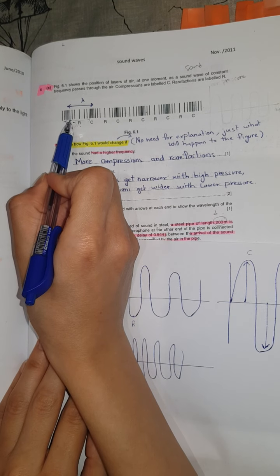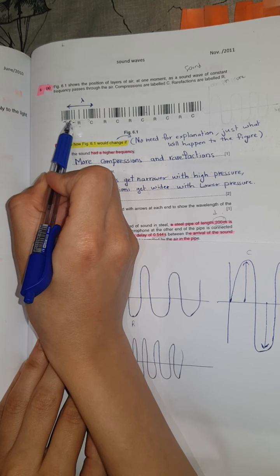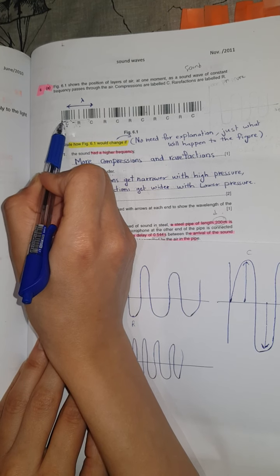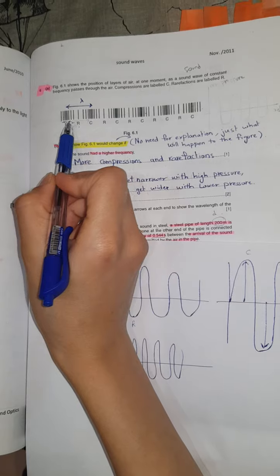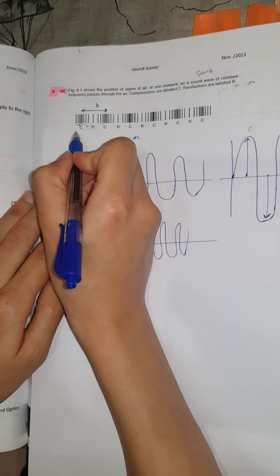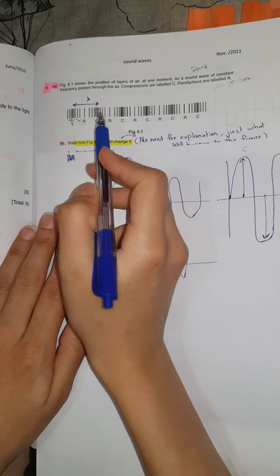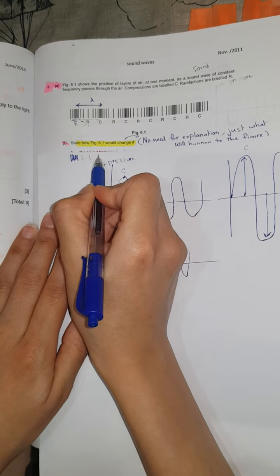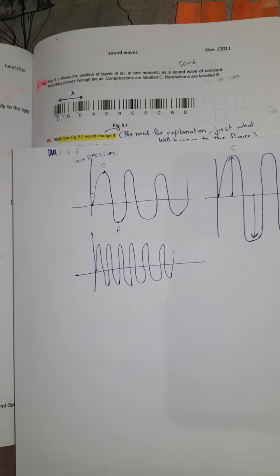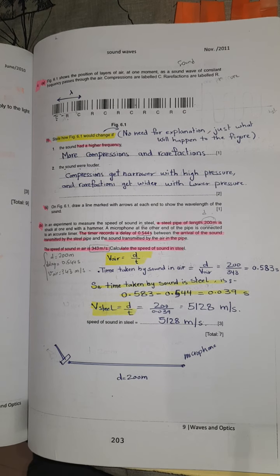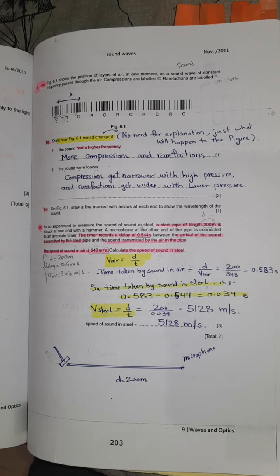Okay, so compressions get narrower. So this compression, instead of this space, for example, you will see that the narrower lines will get closer to each other, and the rarefaction, the lines will get away from each other. Okay, I hope that everything is clear till now.